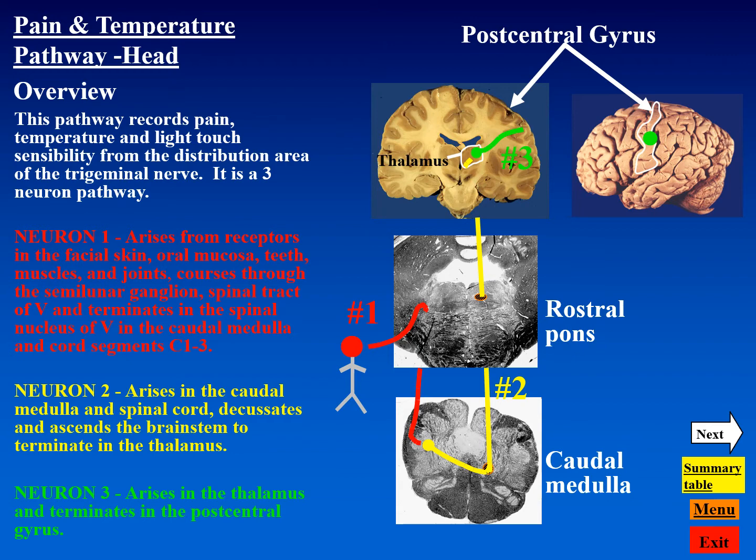And they synapse at that level on cell bodies of neuron 2, which then project contralaterally to the VTT on the opposite side and ascend. They ascend to the thalamus, to a nucleus in the thalamus, and on cell bodies of neuron 3 in the pathway, whose axons then project to the postcentral gyrus.